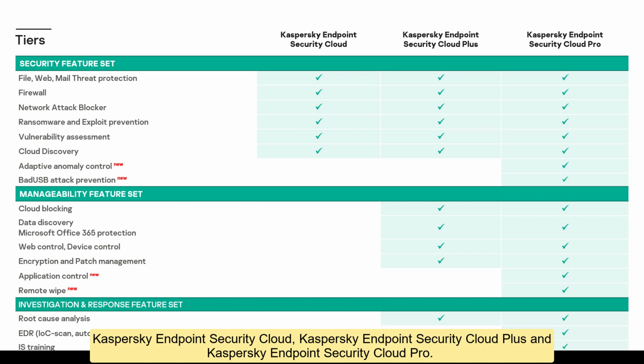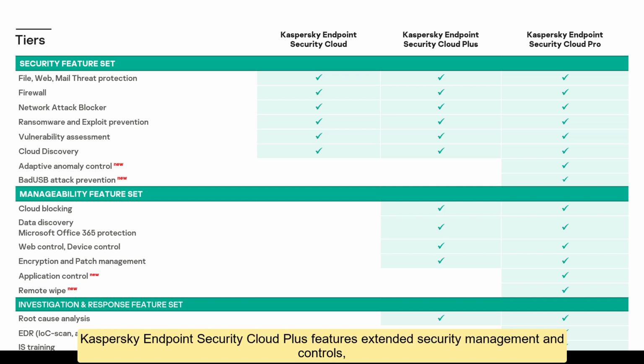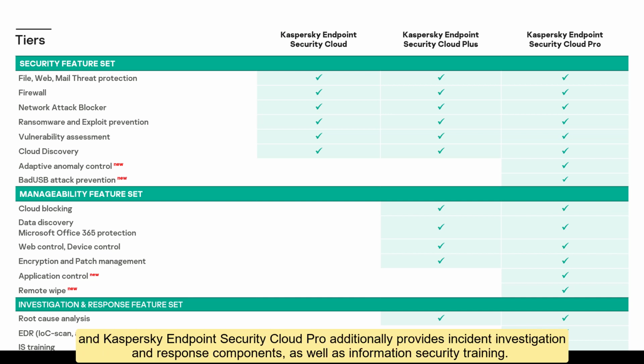Kaspersky Endpoint Security Cloud, Kaspersky Endpoint Security Cloud Plus and Kaspersky Endpoint Security Cloud Pro. They differ in the set of included components. Kaspersky Endpoint Security Cloud ensures fundamental protection. Kaspersky Endpoint Security Cloud Plus features extended security management and controls, and Kaspersky Endpoint Security Cloud Pro additionally provides incident investigation and response components, as well as information security training.